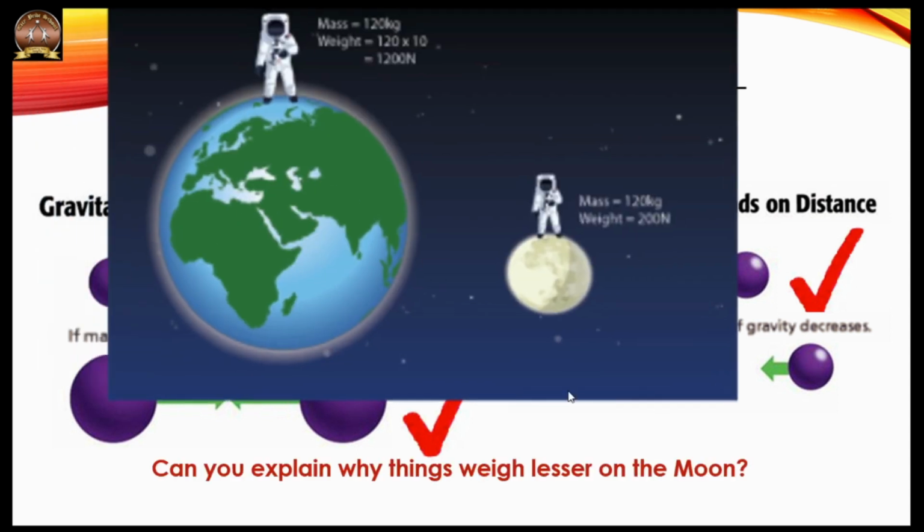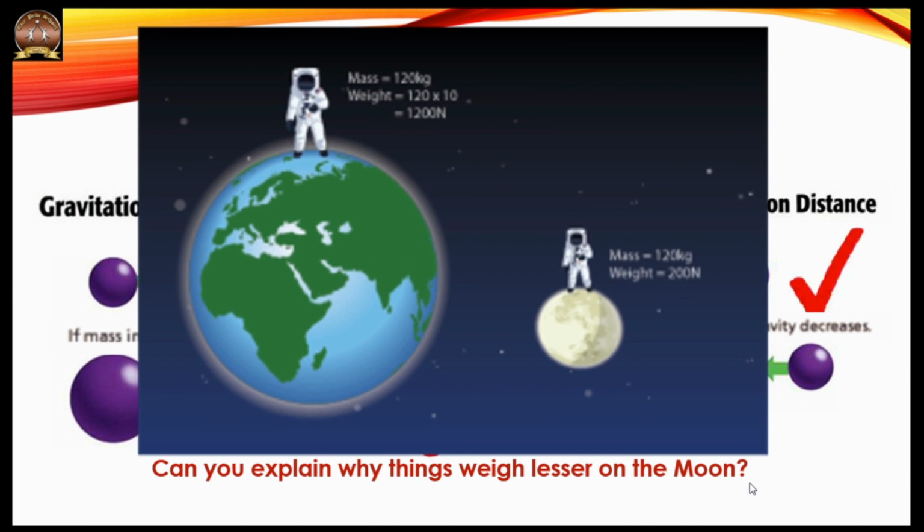Now, can you explain why things weigh less on the moon? An astronaut whose mass is 120 kg would have the same mass on the moon, but the weight of the astronaut would be much less on the moon because the gravitational pull of the moon is much less than that of the Earth. This is because the Earth is 81 times the mass of the moon, and therefore its gravitational pull is much stronger, and therefore we weigh much more on the Earth as compared to the moon.